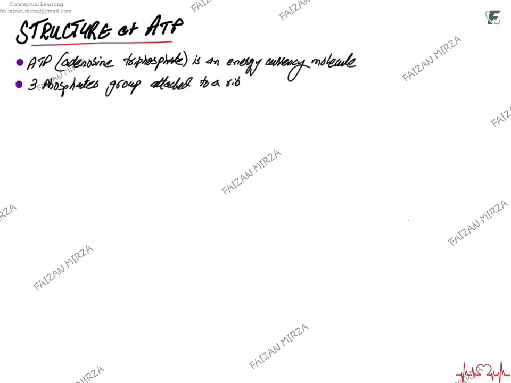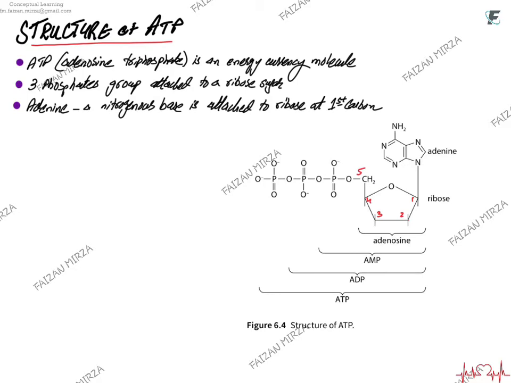It is the energy currency molecule. It has three phosphate groups attached to a ribose sugar. Adenine is the nitrogenous base, which is attached to the ribose at the first carbon. You can see this is the ribose sugar, the pentose sugar. The first carbon has adenine attached.